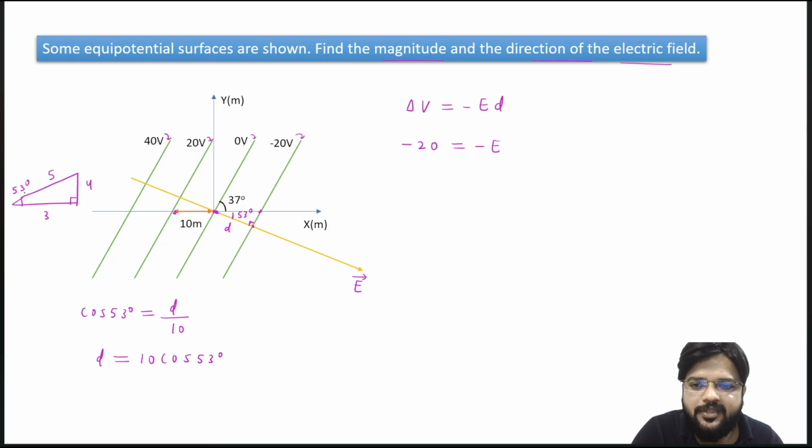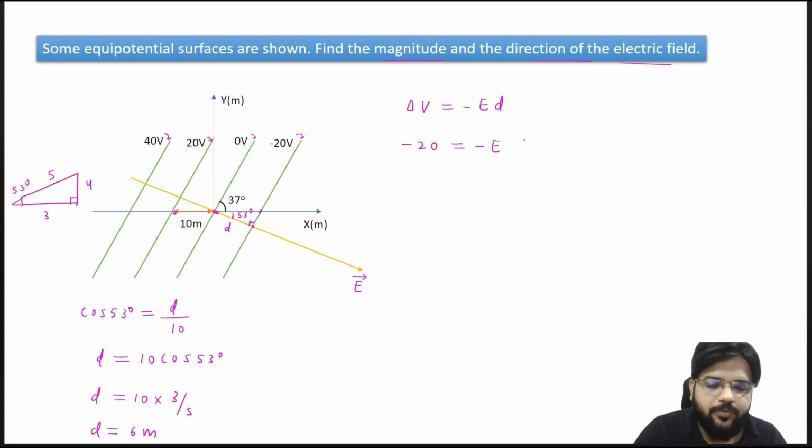The angle between 5 and 3 is 53°, correct? We want the value of cos 53. Cos 53 is base by hypotenuse, means it is 3 by 5. So what is the value of D? It is 10 times 3 by 5. So how much are we getting? It is 6 meter, everyone. So the D value is 6 meter. So put D equal to 6, minus minus will get cancelled out.